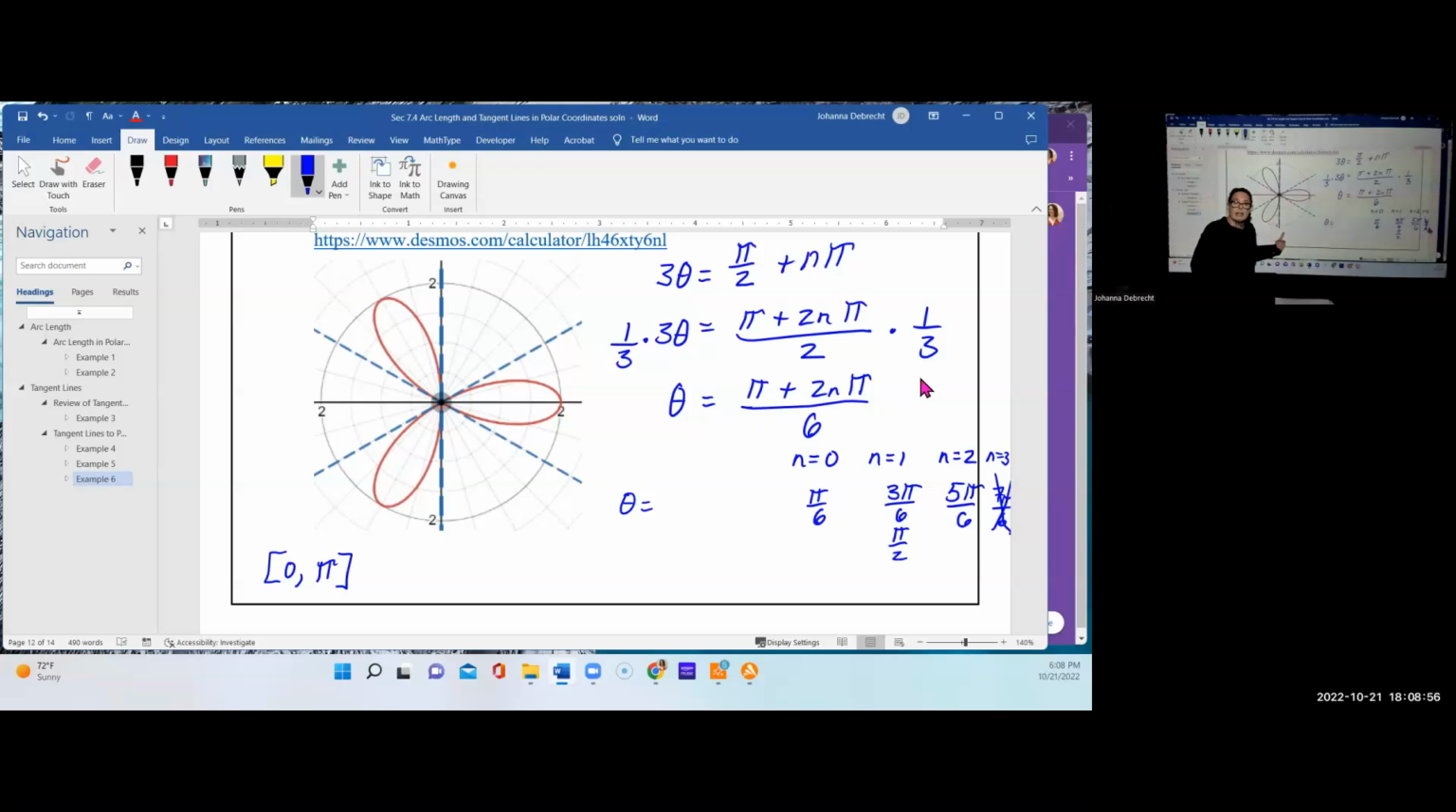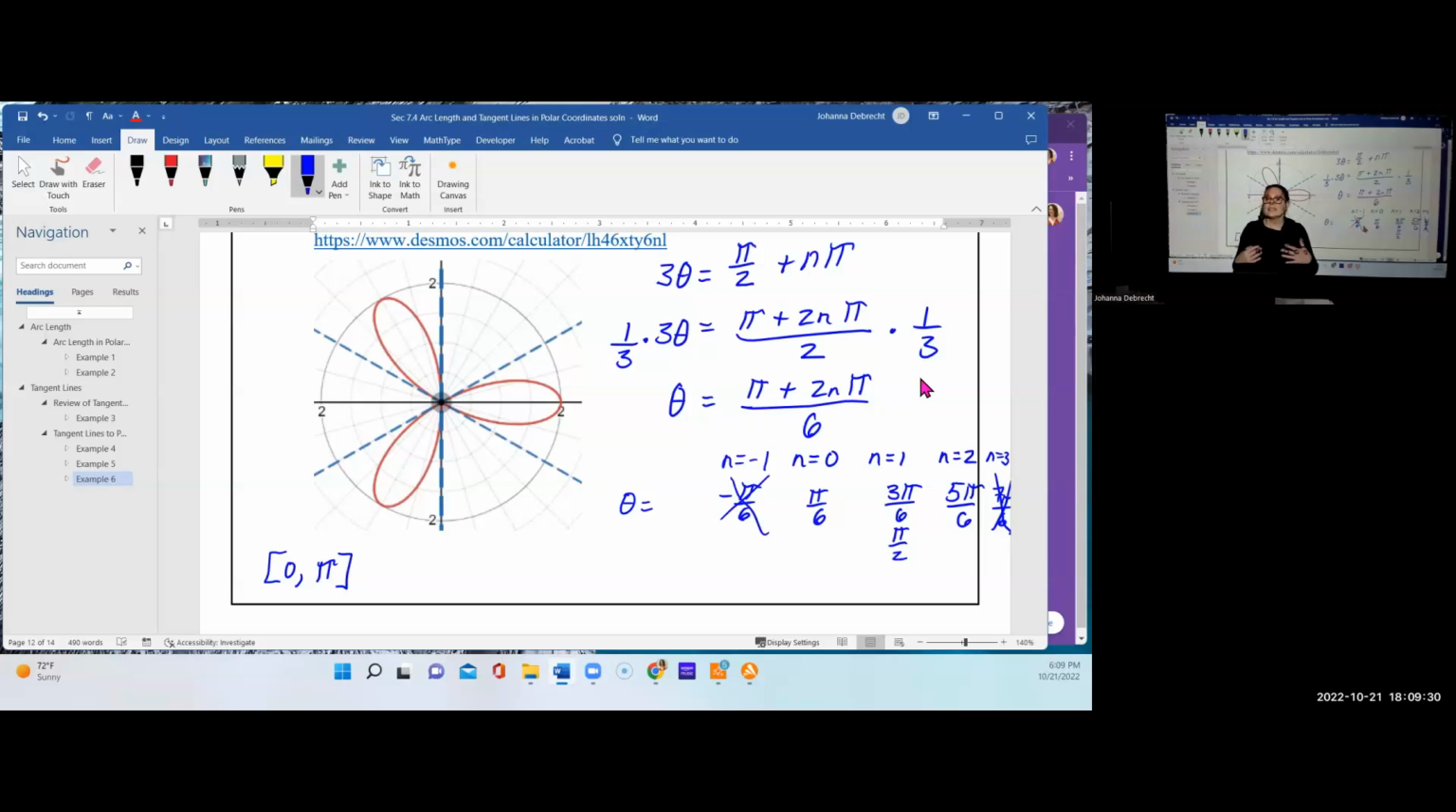Now let's test on the negative end because you could have one there. In this case, it's not likely, but you could. We'll try n equals negative 1. When n is negative 1, I get negative 2 times pi minus pi over 6, which is negative. I'm already out of my interval because it is below 0, so I stop.